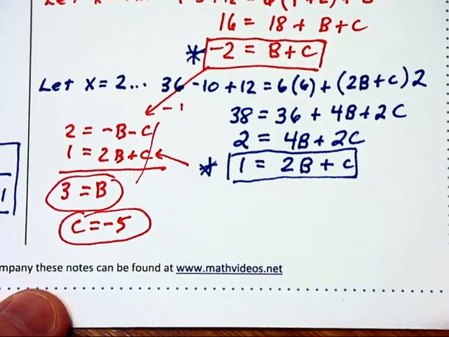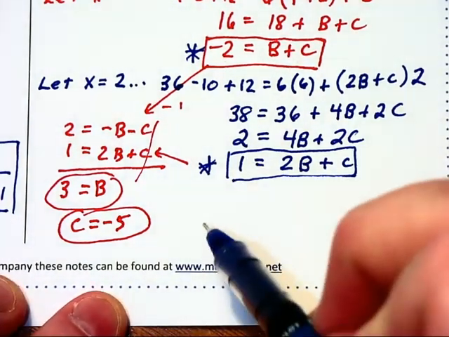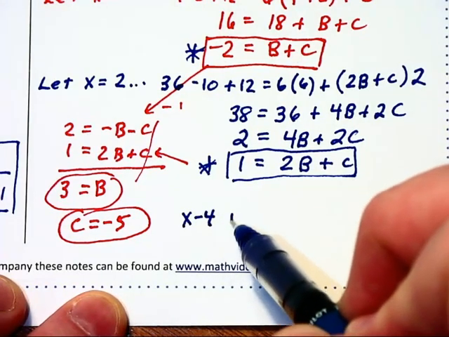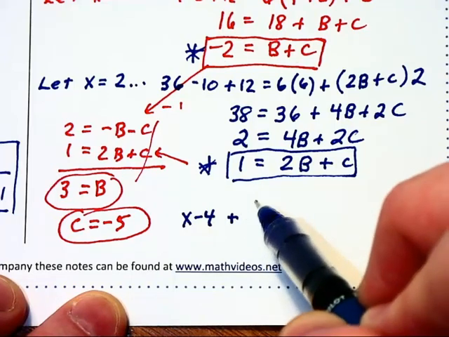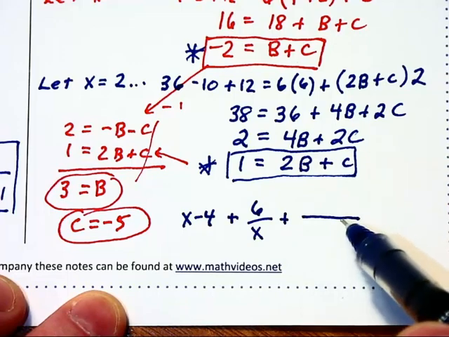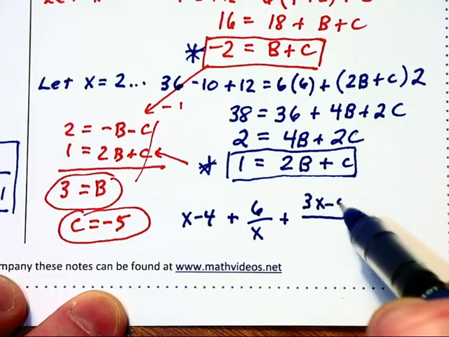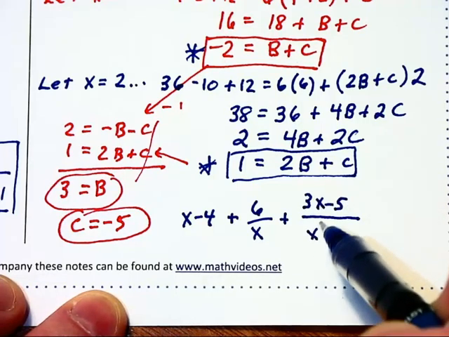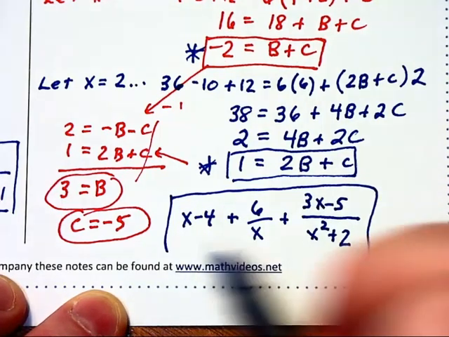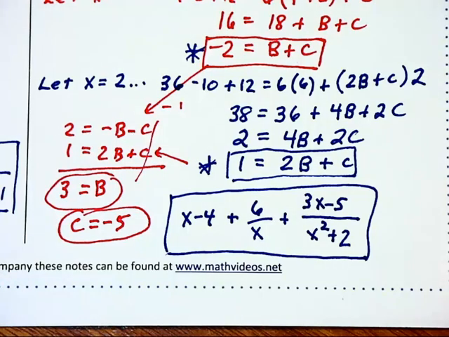And if I can, in this little tiny space I have left over, reassemble my answer, it's going to be x minus 4 plus A over x. That becomes 6 over x plus Bx plus C. That becomes 3x minus 5 over x squared plus 2. And that becomes the partial fraction decomposition to what is typed up there a few lines above.